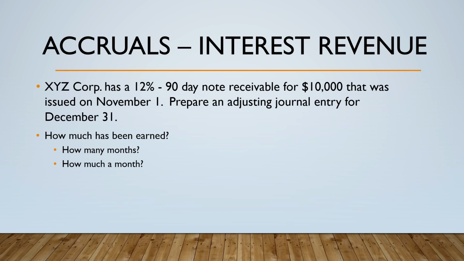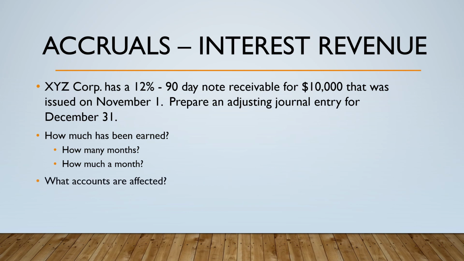How much do we have for every month? Well, if we take the $10,000, we multiply that by that 12%, we get our annual amount, we divide it by 12, and then we would get $100 per month. So we're looking at $200 is the total amount here.